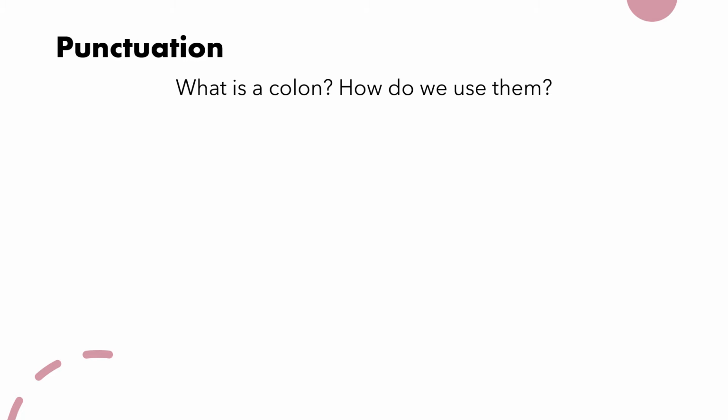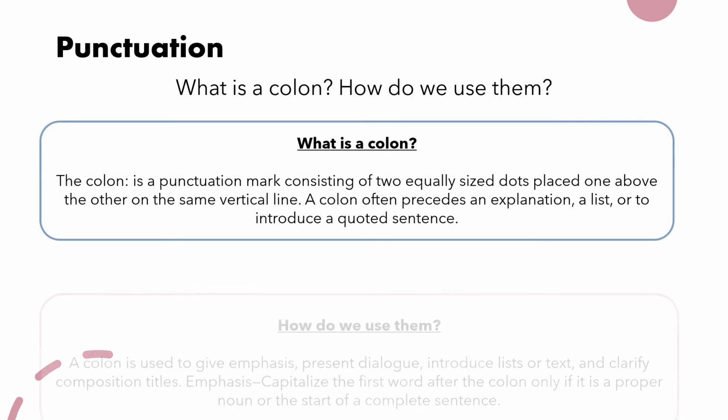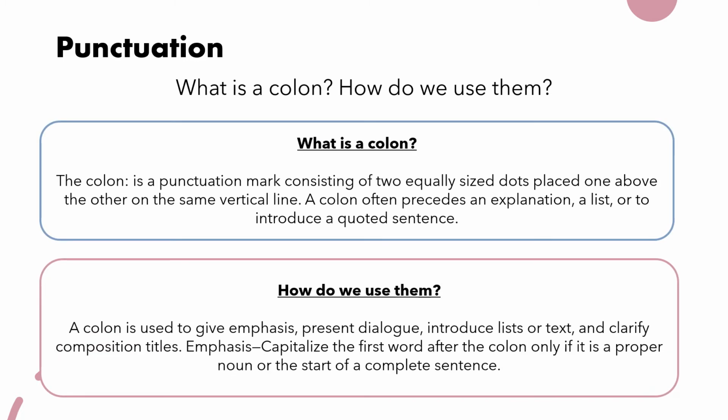So what is a colon and how do we use them in our writing? So the colon is a punctuation mark consisting of two equally sized dots placed one above the other on the same vertical line. A colon often precedes an explanation, a list, or introduces a quoted sentence.